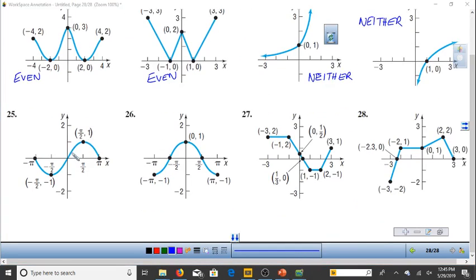This function down here has origin symmetry. If you rotate this graph 180 degrees, it will be the same graph. So it's not an even function, it's an odd function. This function here is symmetric about the y-axis. It's like the y-axis is a mirror that cuts it in half. So that function has y-axis symmetry. That function is an even function. And number 27, I'd like you to try that and see whether that's odd, even, or neither.